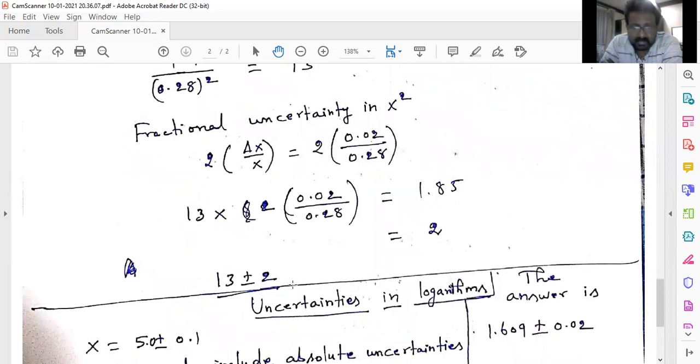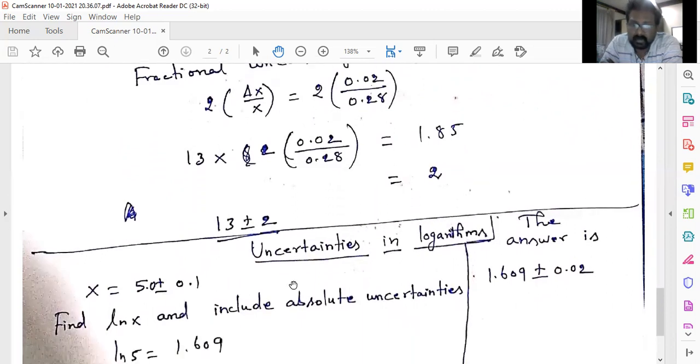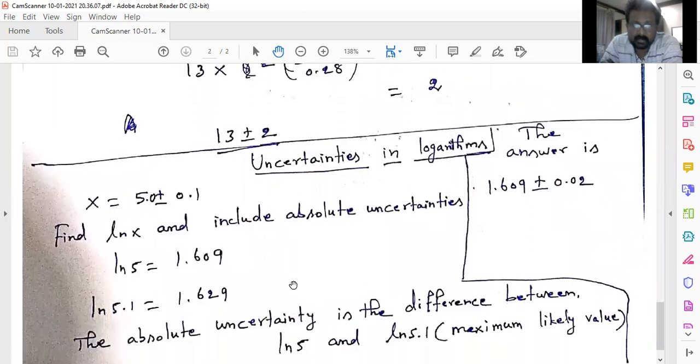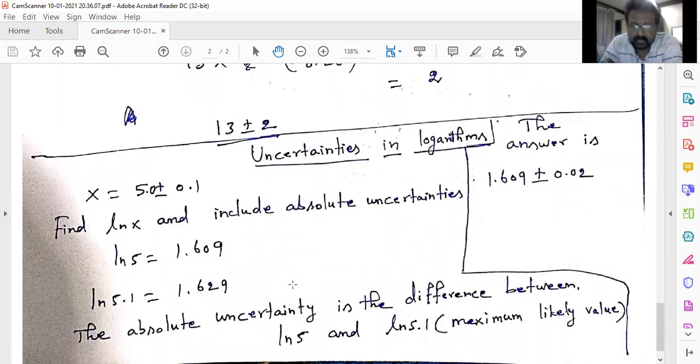Okay. And then you also have uncertainties in logarithmic values. For example, x is equal to 5 plus or minus 0.1. So first find the ln x, and then you have to include the absolute uncertainties of this value. So first find ln 5, the natural logarithm of 5, that is equal to 1.609, and then you also find the maximum likely value, that is ln 5.1. So you can see x is equal to 5.0 plus or minus 0.1. So the maximum likely value is 5.1. So first find the value of ln of 5, and then for the maximum likely value, 5.1, find ln 5.1, that is equal to 1.629.